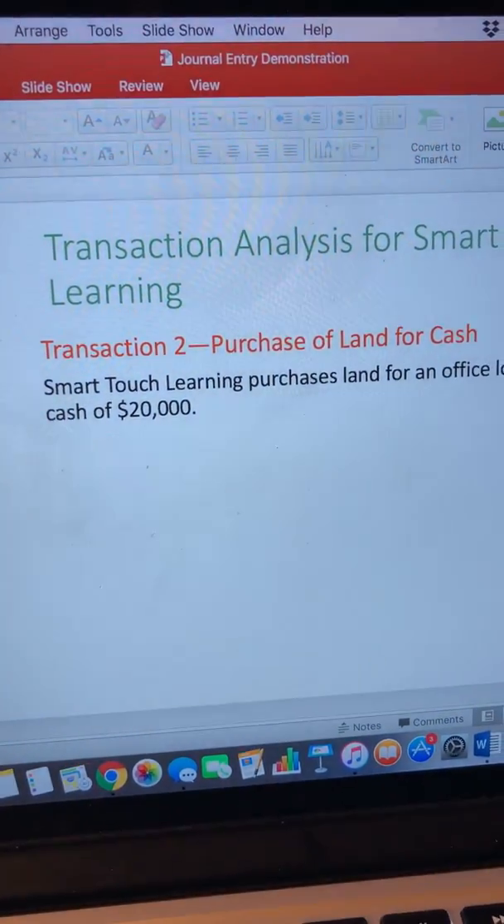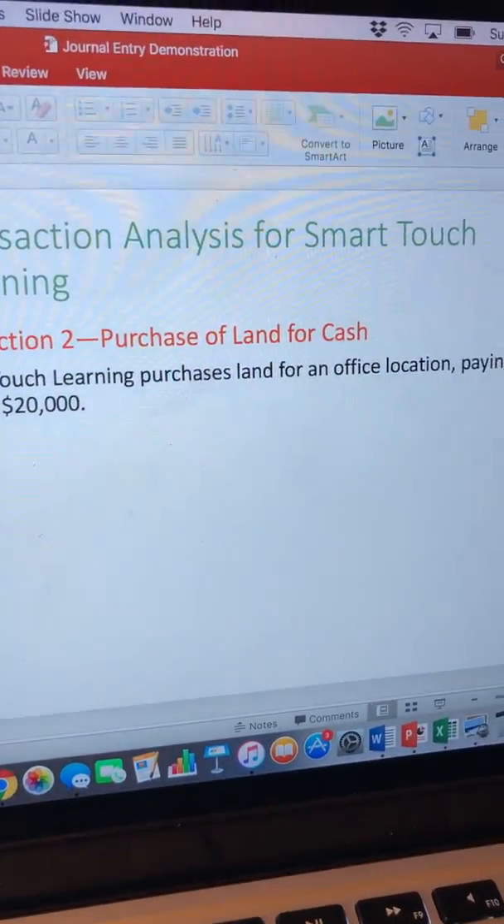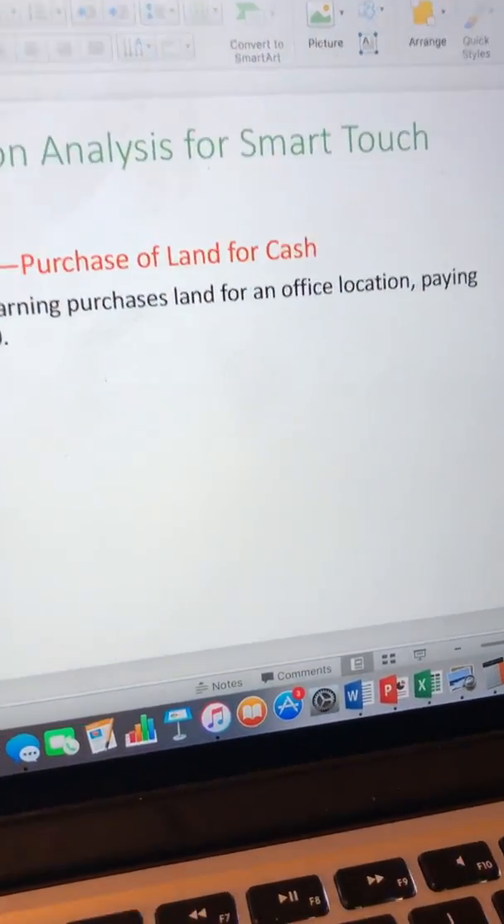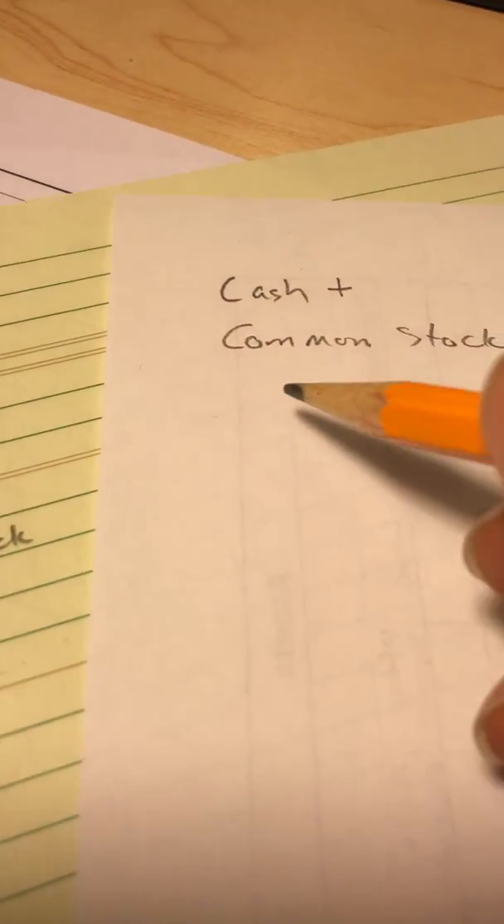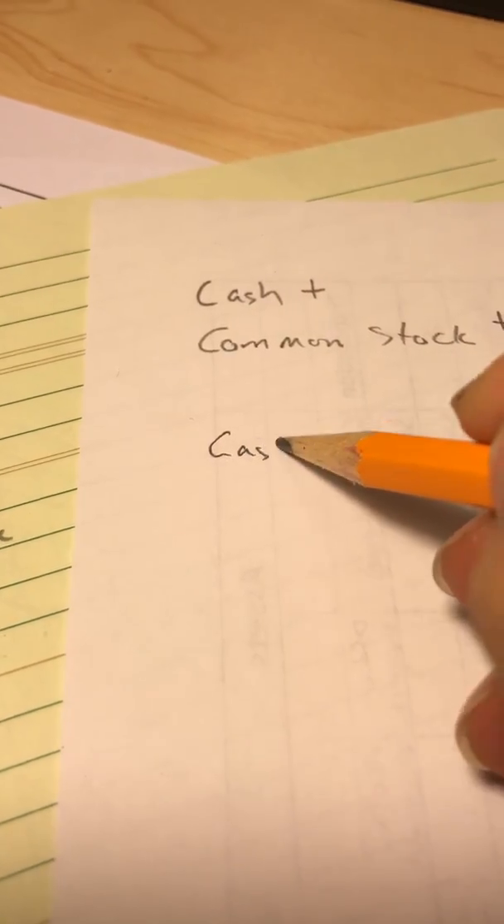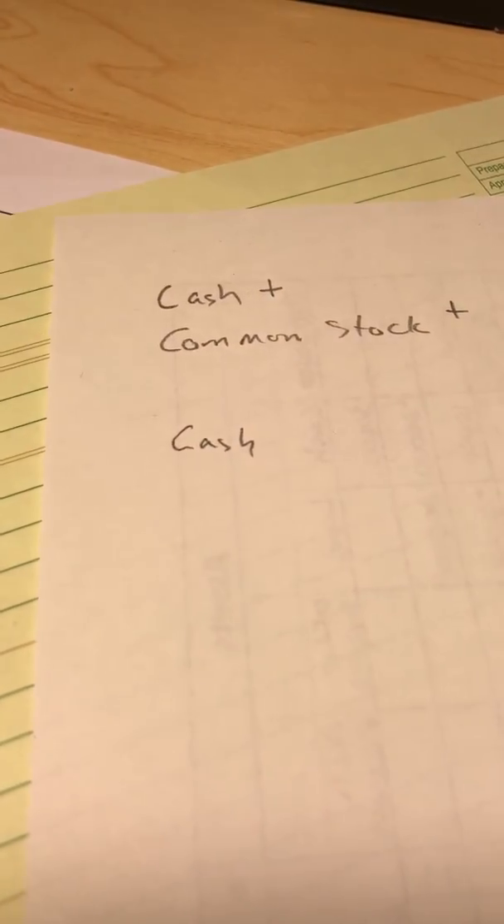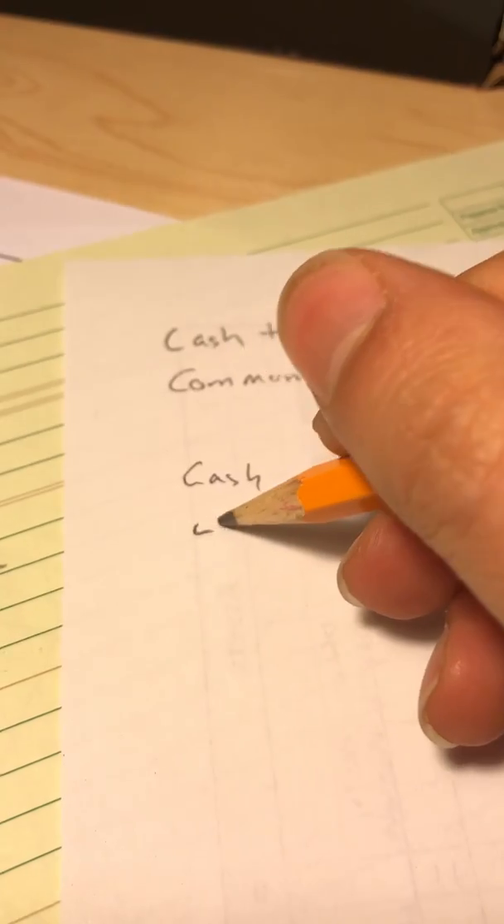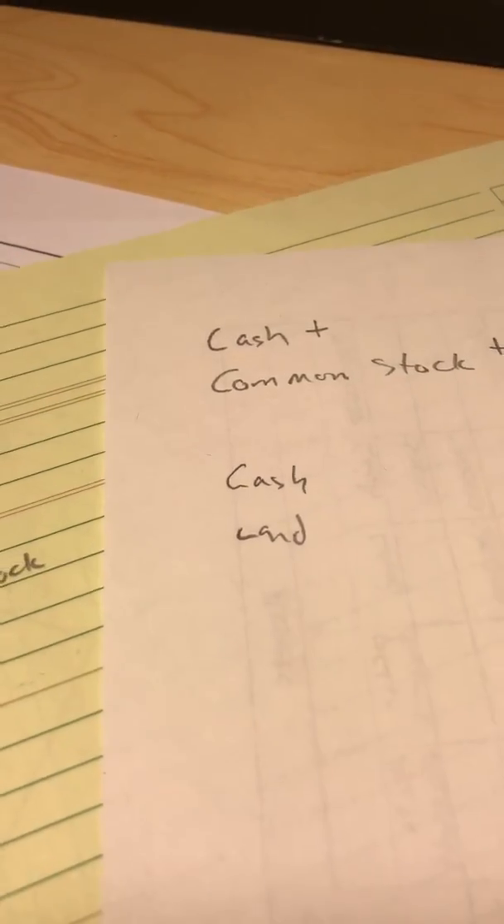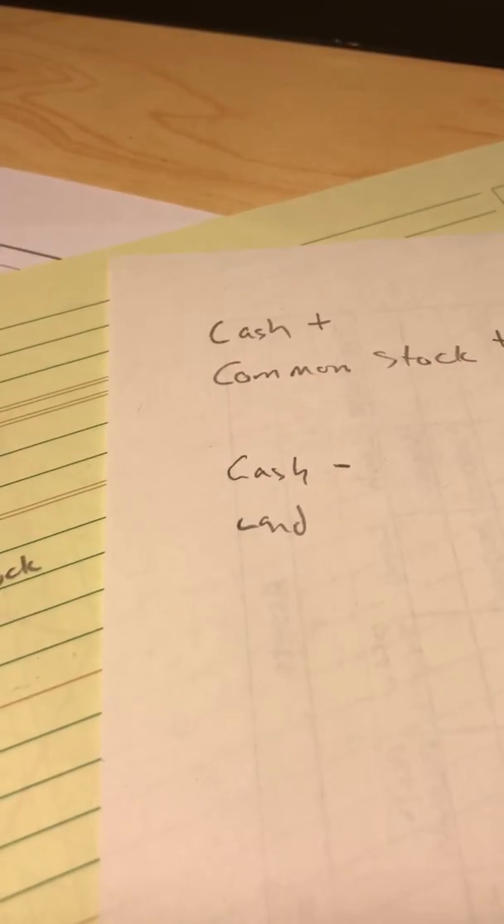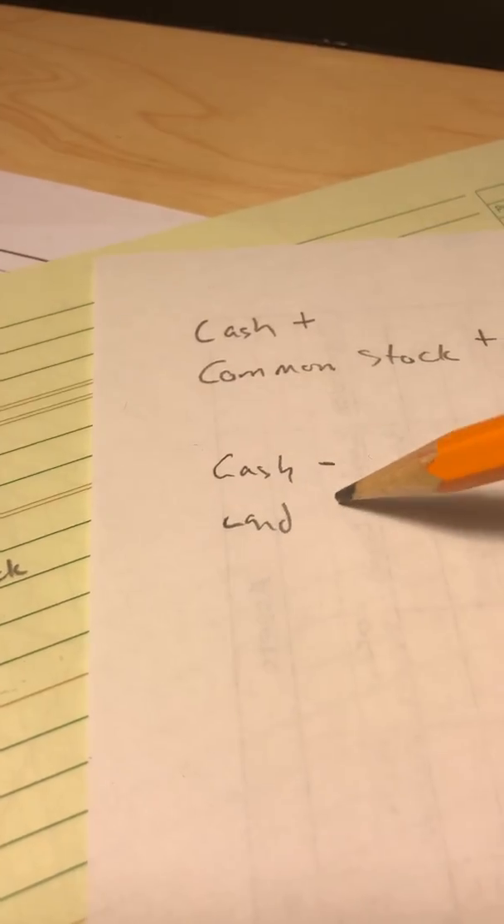In the next one, we purchased land for an office location, paying cash of $20,000. So let's take a look. I got our cheat sheet here. So in the next transaction, we have cash is being affected because that's listed, and land. This time though, our cash is going down, so we're going to put a negative there. But our land is going up.